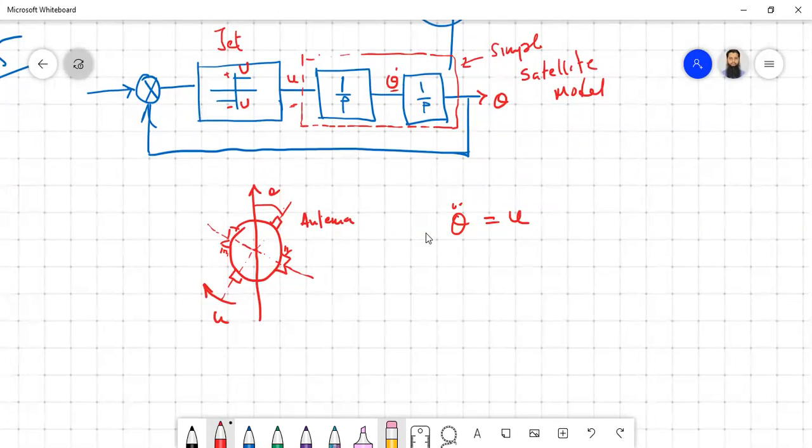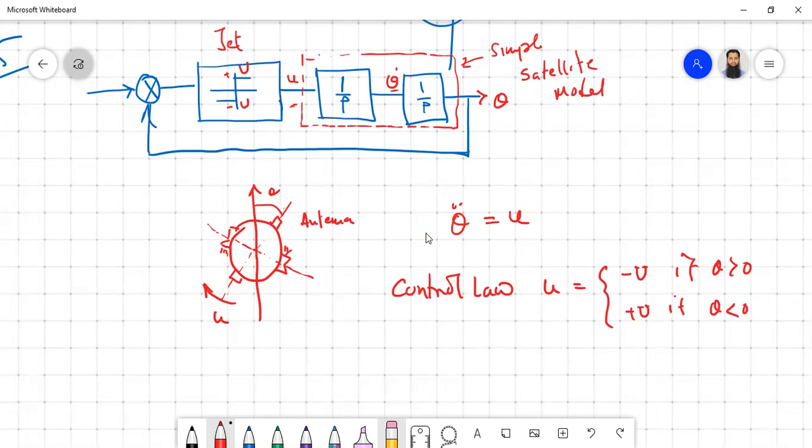Now, what is u? u is the control law or control input. The control law is what is given in the figure: minus U if theta is greater than 0, and plus U if theta is less than 0. Basically, if theta is clockwise, we give an anti-clockwise force, and if theta is anti-clockwise, we give a clockwise force. So it is not that complicated.